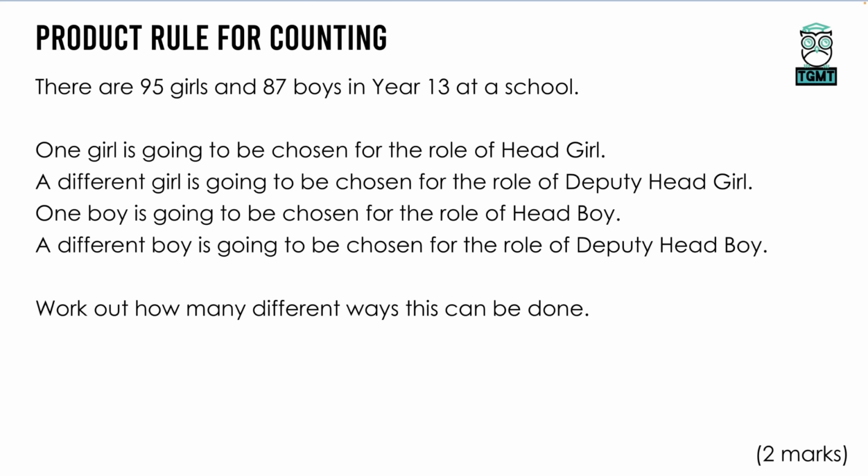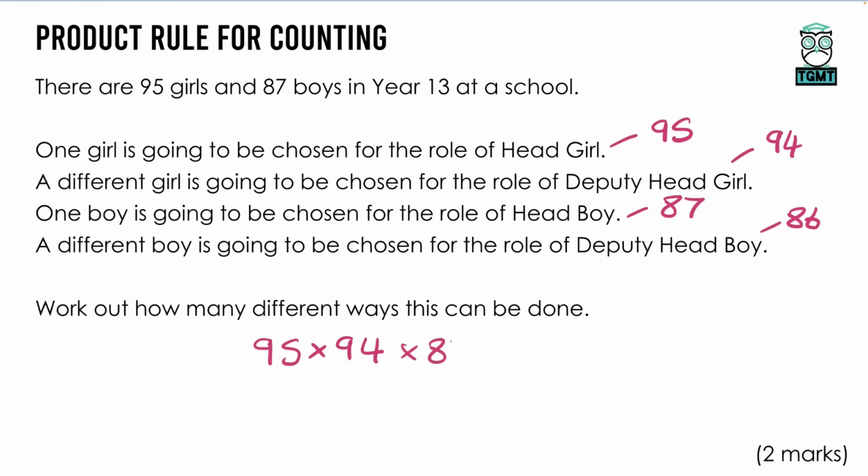So here we have one girl is going to be chosen, and that's out of 95 girls. Now a different girl is going to be chosen for head girl. So once the head girl's been chosen, for the deputy head girl, there's only going to be 94 options. With the boys, there is 87 boys, and once the head boy has been chosen, there will only be 86 choices. Now, if we wanted to find the combination of the different girls that could be chosen, we'd just do 95 times 94. However, for each of those different combinations of girls, there is then one head boy which is going to be chosen, which means we need to multiply that by 87, and then there's 86 boys that could be chosen for the deputy head boy.